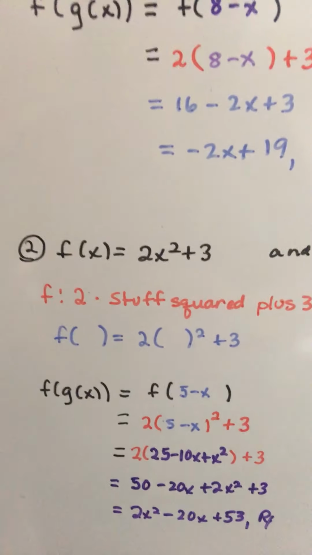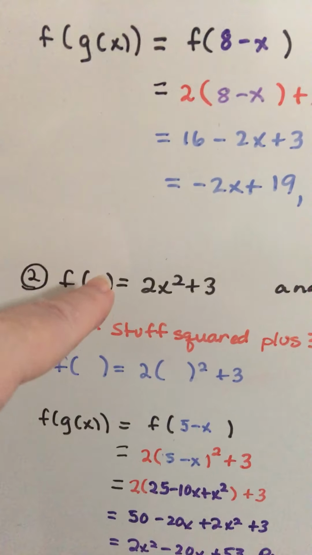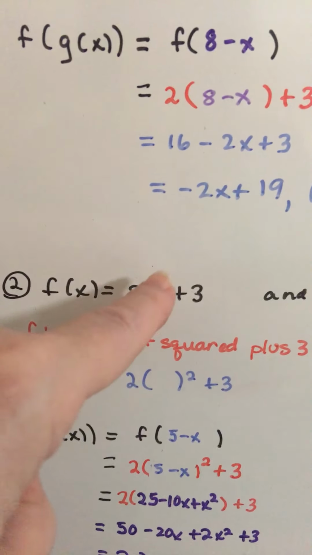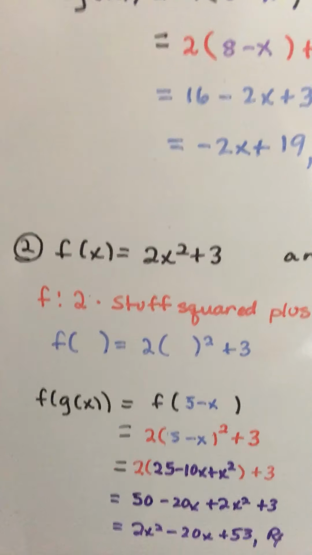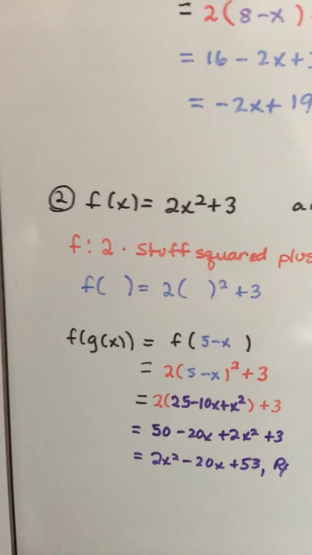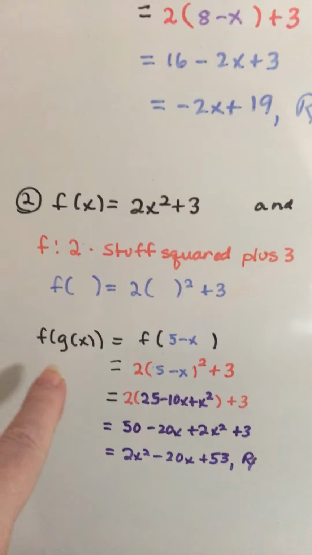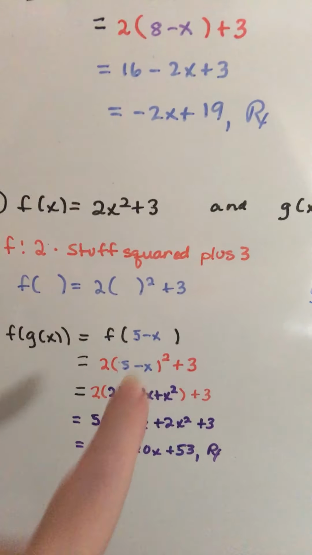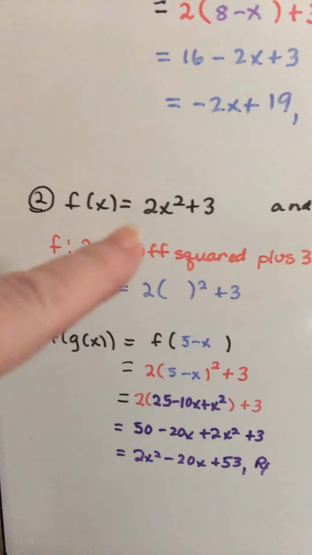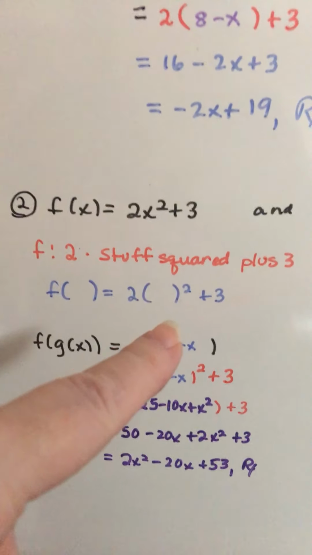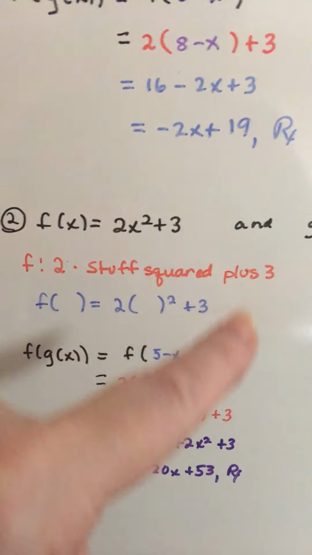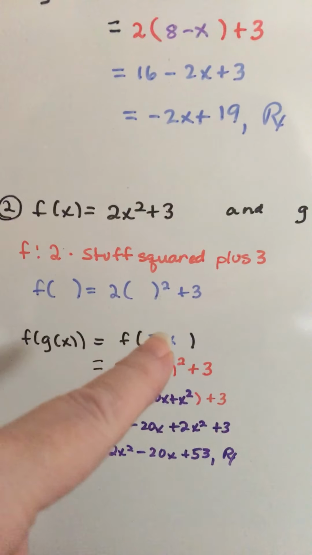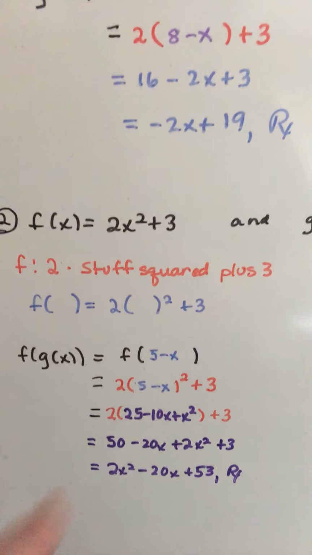Now, I could use the parenthesis notation. Wherever I see parenthesis x here, I just replace that x with the parenthesis. So I need f of g of x. Well, what's g of x? g of x is 5 minus x. So now I want f. What does f say to do? Square your stuff, multiply by 2, add 3.